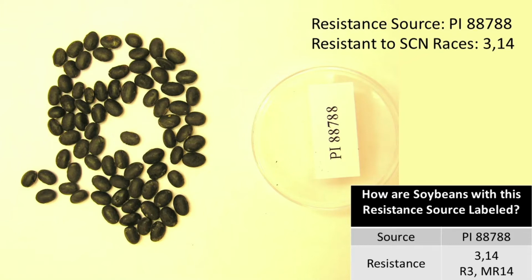You probably know that when we talk about Cyst Nematode, we talk about different races. And races describe the relationship between a Cyst Nematode population and the different sources of resistance. So PI 88788 is characterized as having resistance to races 3 and 14, but the populations of nematodes we're finding in Tennessee now are predominantly races 2 and 5.